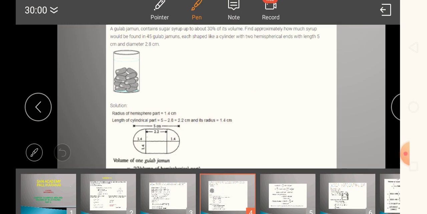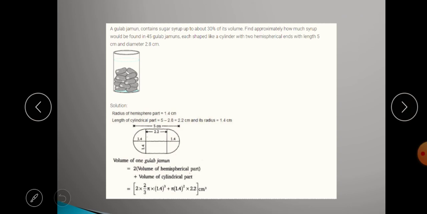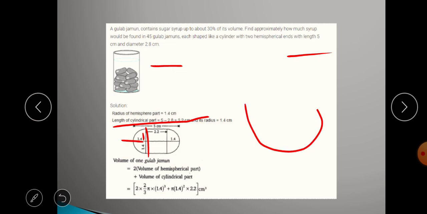What is given here? The diameter is 2.8 and the height, the length of that gulab jamun, is 5. Listen here, this total is 5. This 2.8 is the diameter, then 1.4 will be the radius. For a hemisphere, the radius will be equal to the depth of the bowl, which is the height h. Remember, r equals h. So 1.4 is the radius.